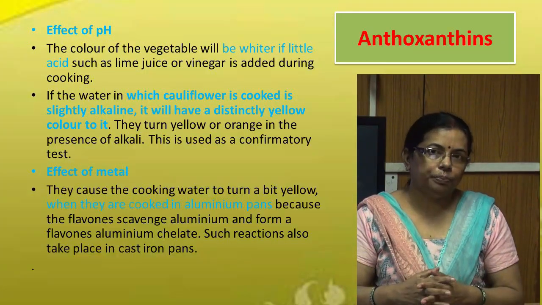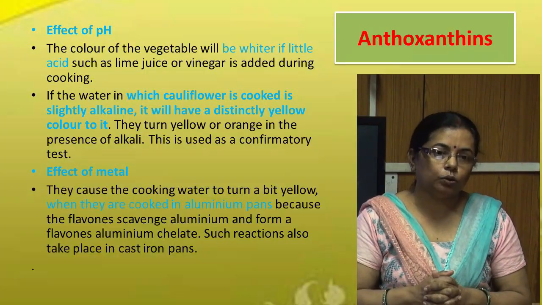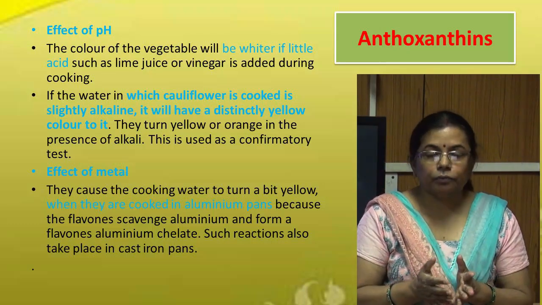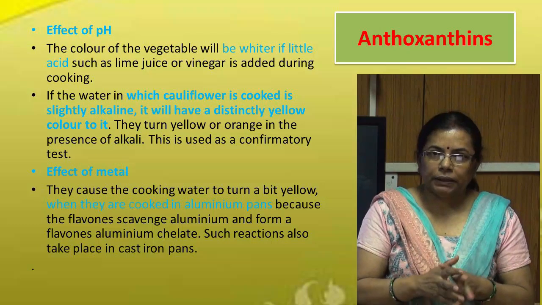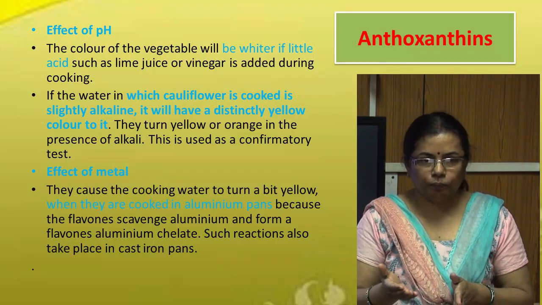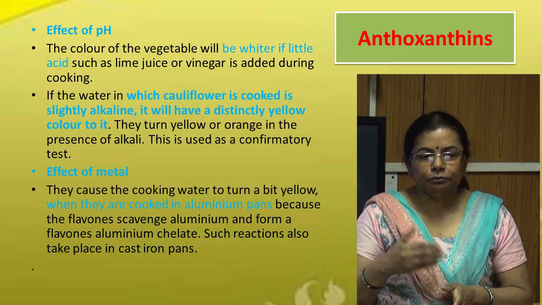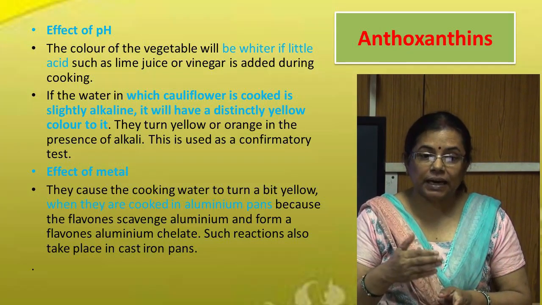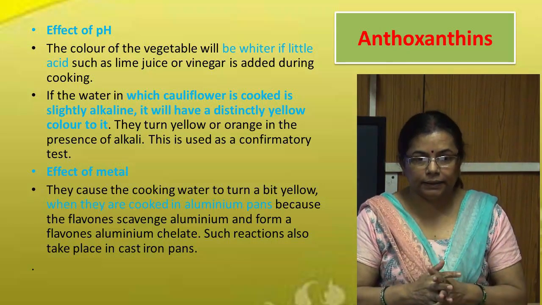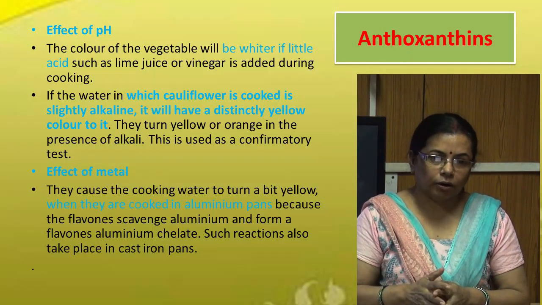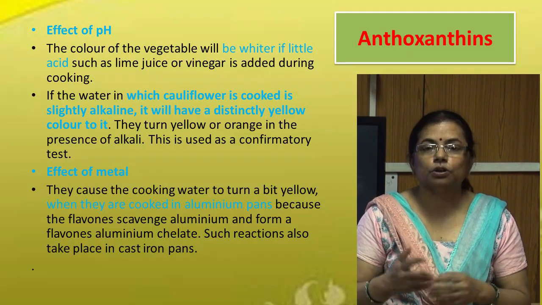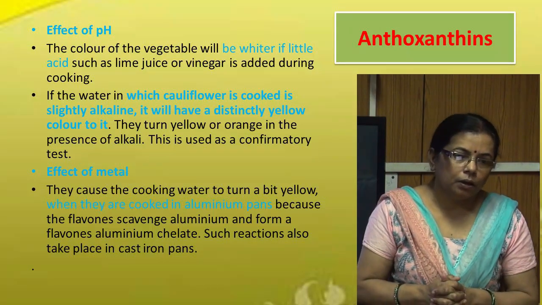Now anthoxanthins. What is the effect of pH on the anthoxanthins? In the acidic medium, the color will be white, but in the presence of alkali, it becomes yellow. If the water in which cauliflower is cooked is slightly alkaline, it will have a distinctly yellow color. They turn yellow or orange in the presence of alkali, and this is used as a confirmatory test of anthoxanthins.